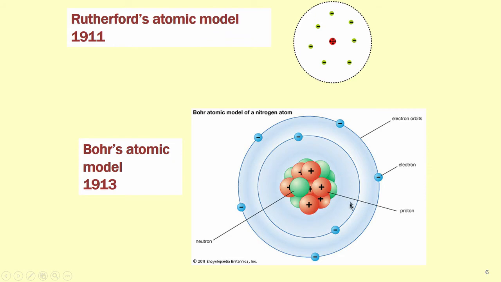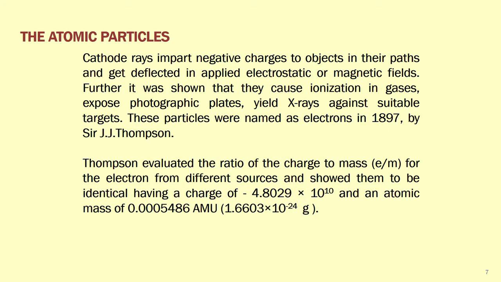So, this is Bohr's model, and these are called electron orbits, the round circles that are represented there, and all other things we have already described. This I have taken from the Encyclopedia Britannica for easy reference. So what are the atomic particles? The atomic particles are electrons, protons, neutrons, etc.